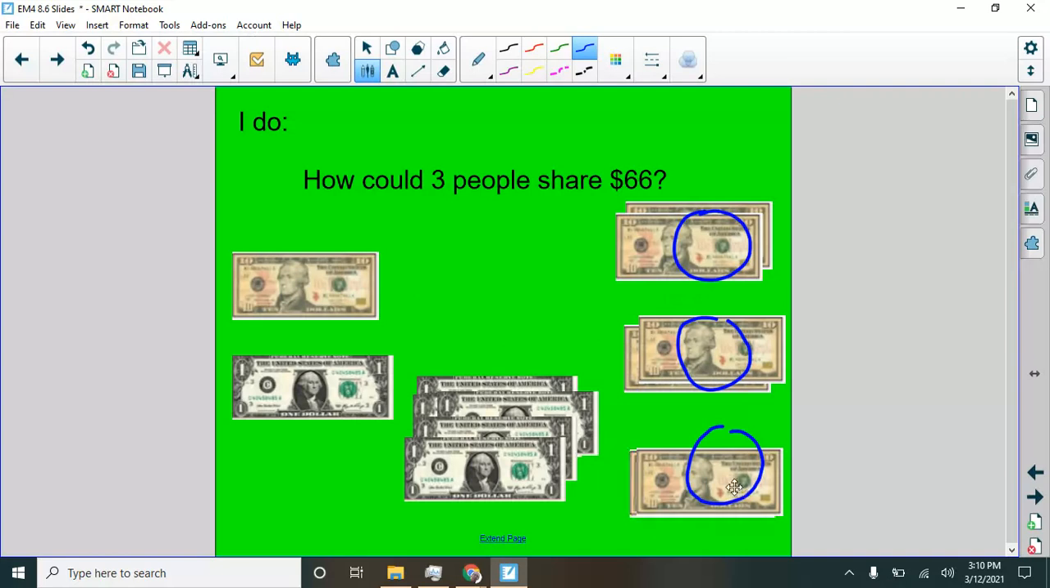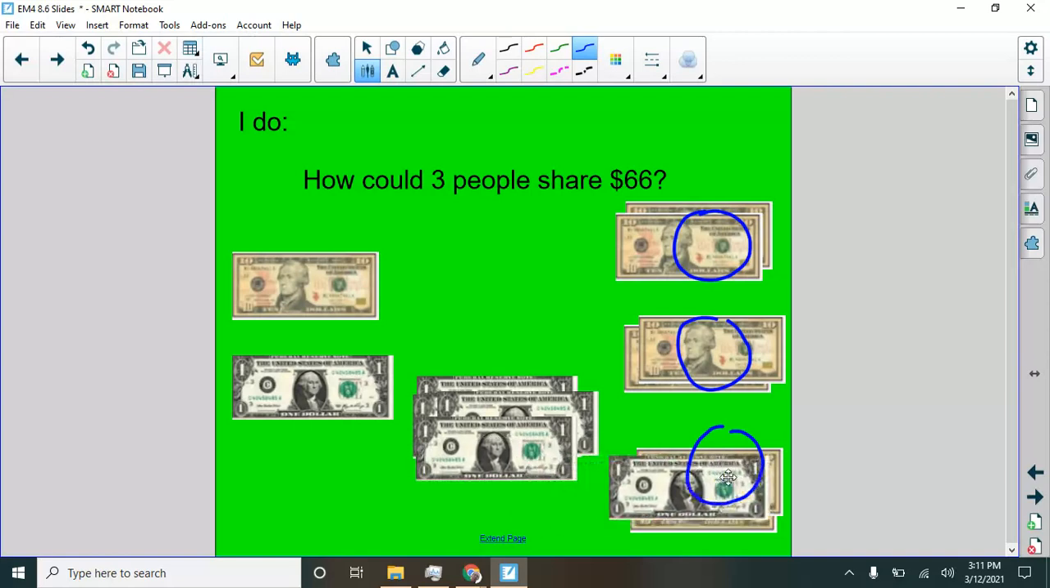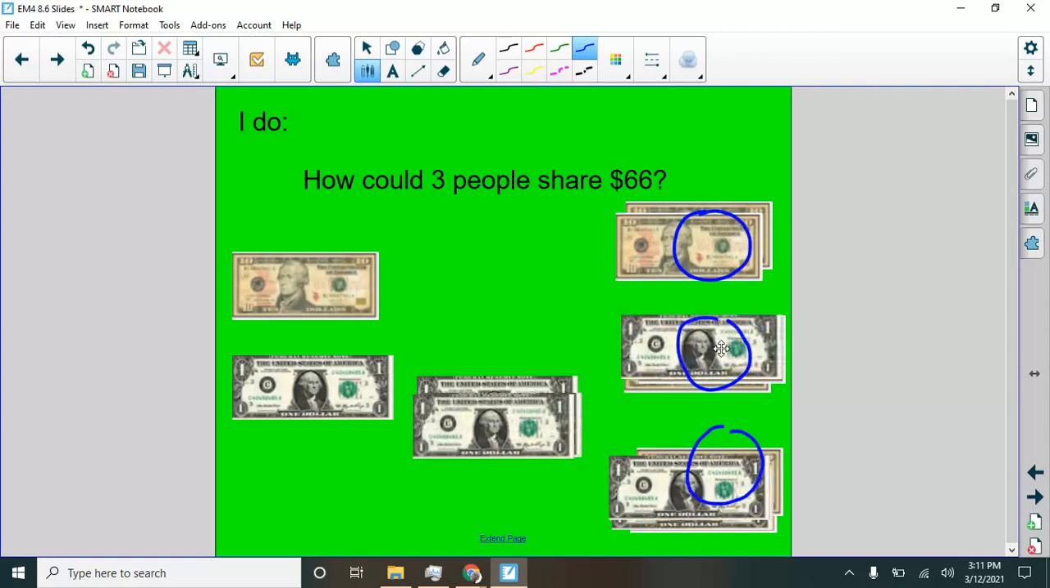And so look at this. I can give out all my $10 bills. And so now what I'm left with is 6 1s. What should I do with these 6 1s? I can give each of them 2, right? 2 for you. So now you have $22.